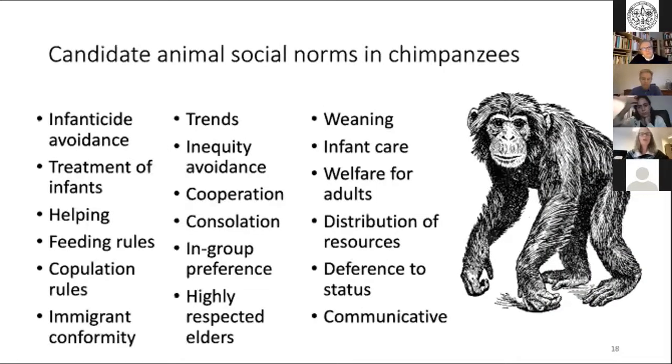So I will not be able to spend much time on these, but there are a host of candidate animal social norms that we've identified in chimpanzees. I've discussed some of these in that 2020 paper, and I'm working with a group of people, some of whom are in this virtual room right now, about testing whether we can see evidence of normative regularities in chimpanzees.